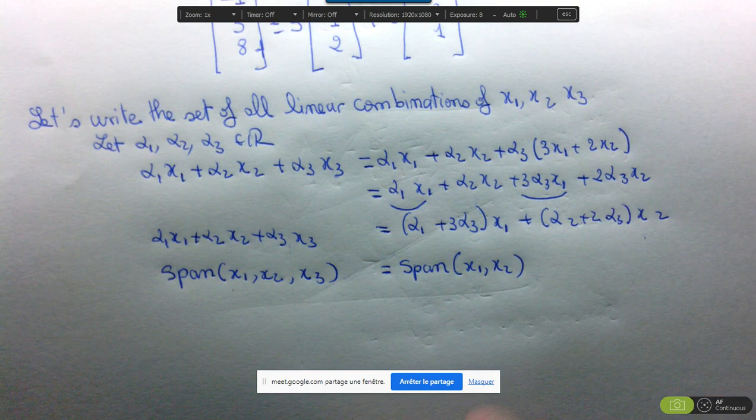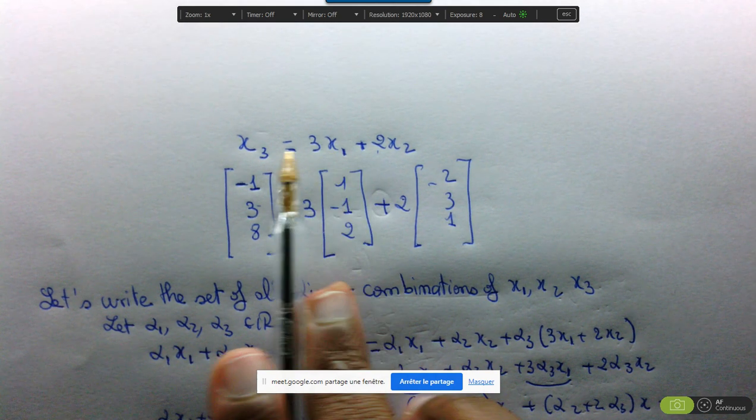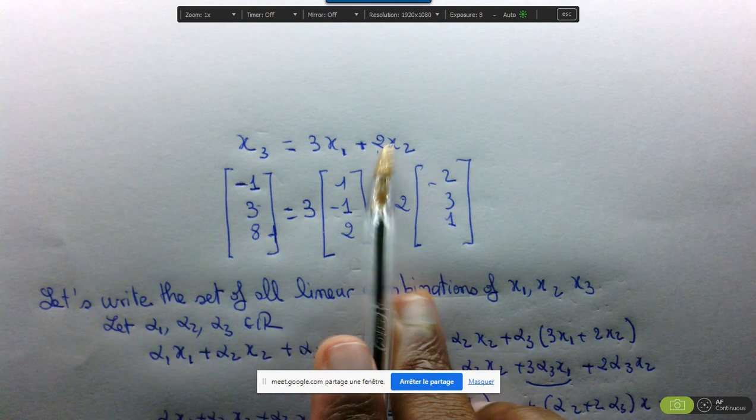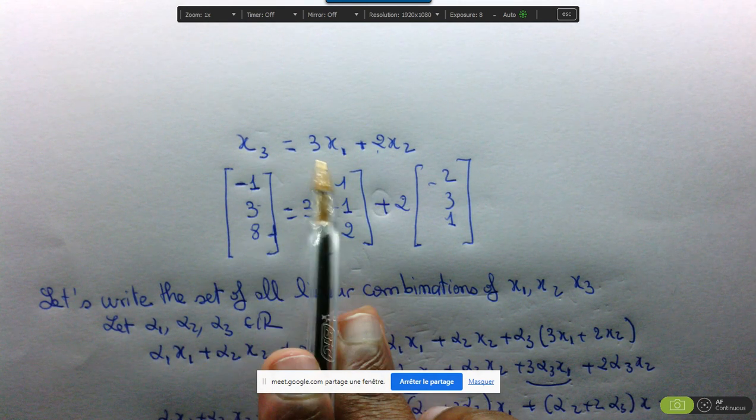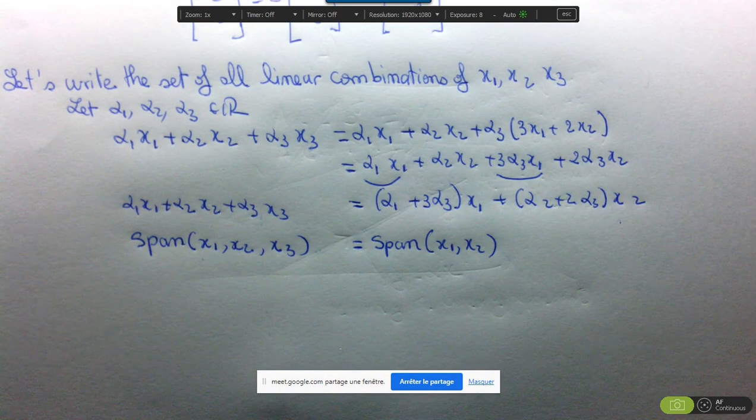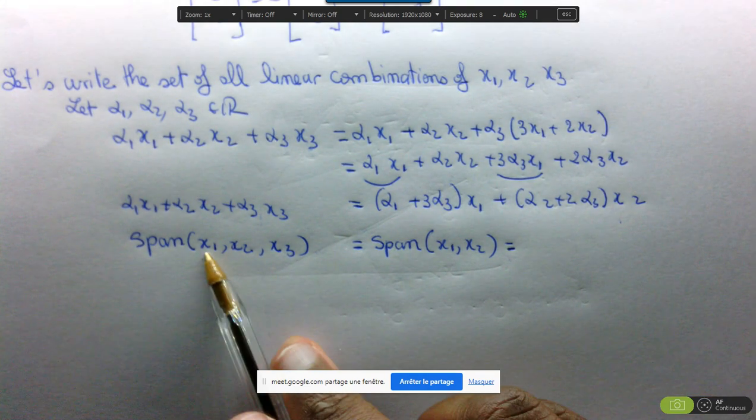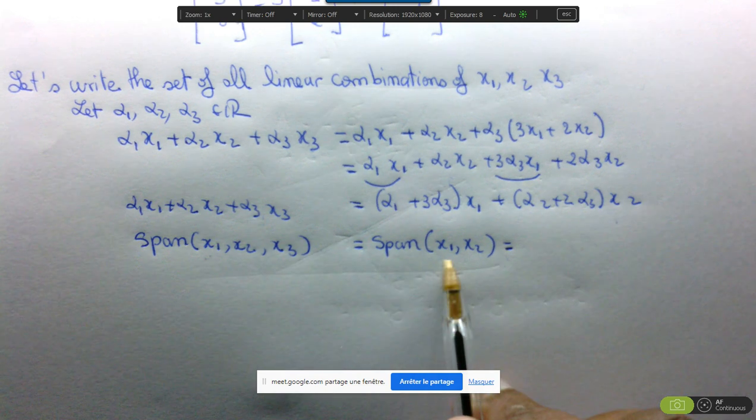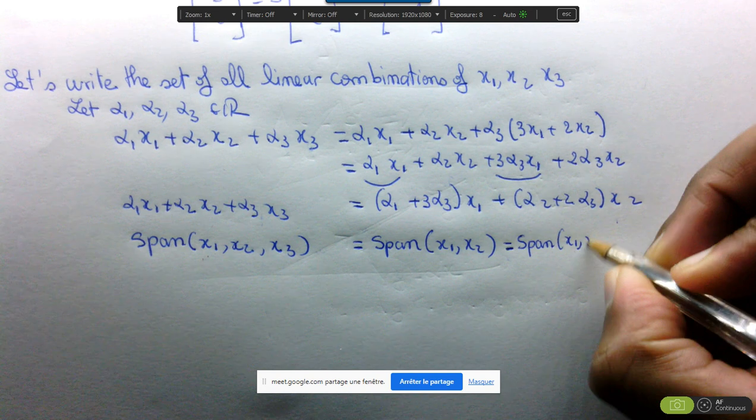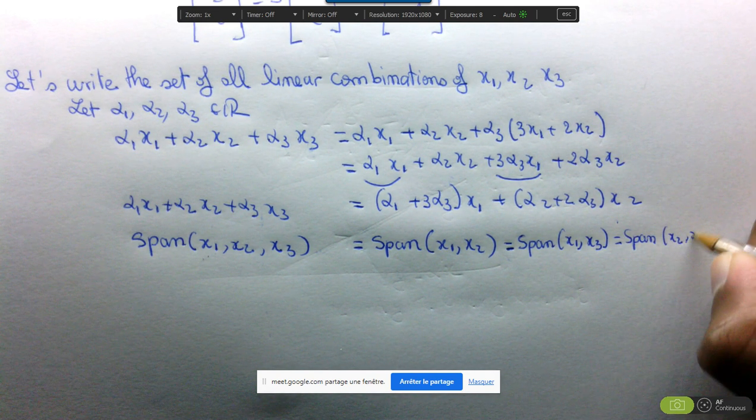So we can also see that I can write x1 in terms of x2 and x3, and I can also write x2 in terms of x3 and x1. So if I continue the demonstration, I will see that the span of x1, x2, x3 is equal to the span of x1, x2, is equal also to the span of x1 and x3, and it is equal to the span of x2 and x3.